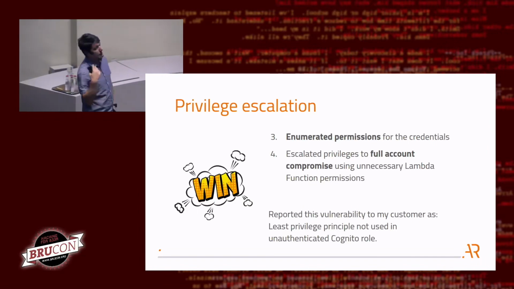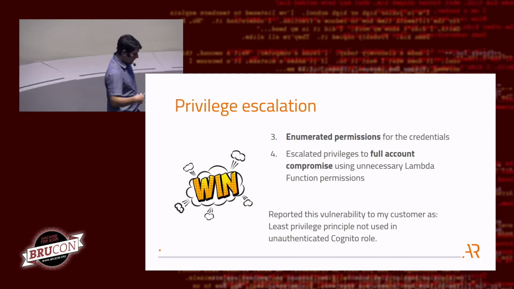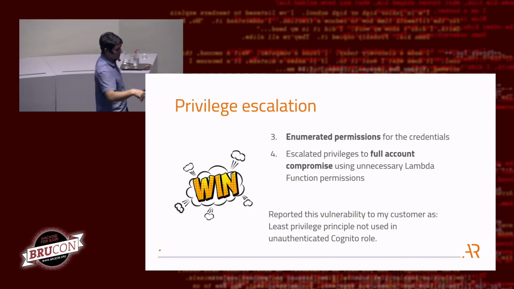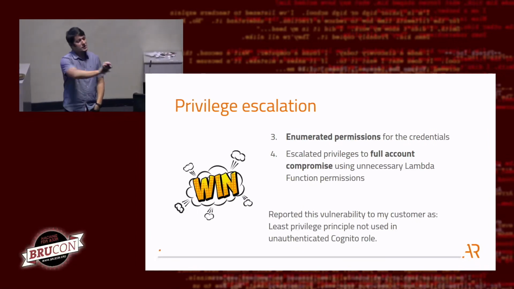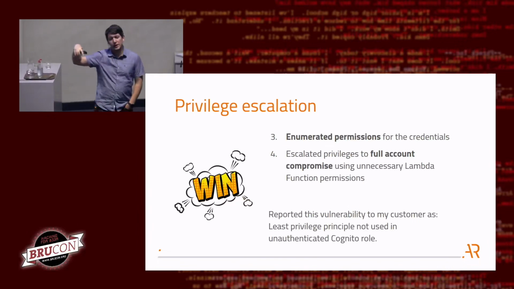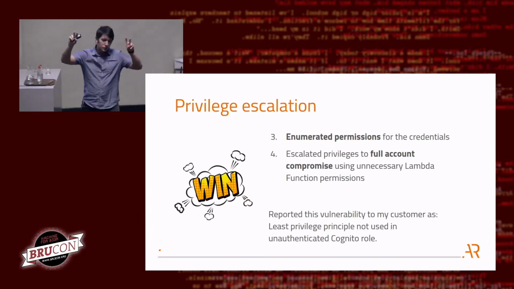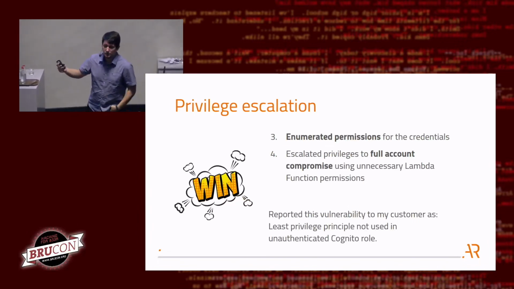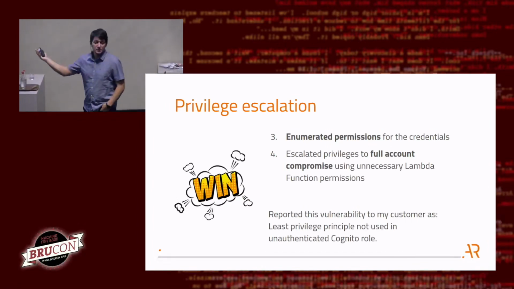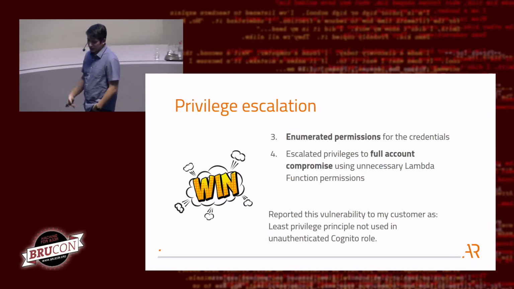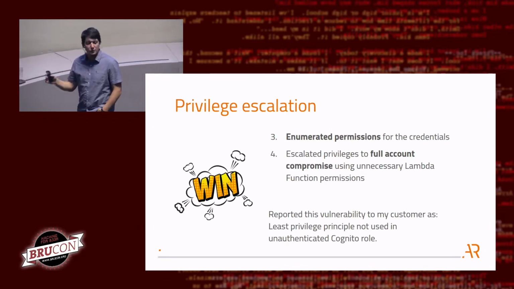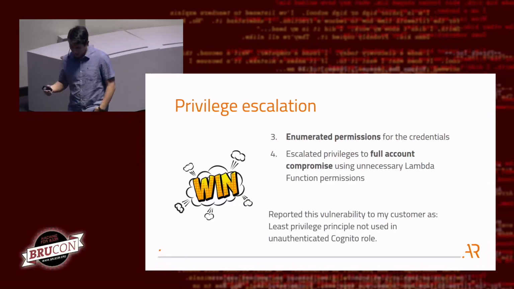So I performed a privilege escalation attack using different techniques that involve Lambda functions. And from the credentials that I got initially from AWS Cognito, I elevated my privileges and ended up being root for that AWS account. My customer was happy. I was happy. This ended up being a critical finding for this report, for this assessment.